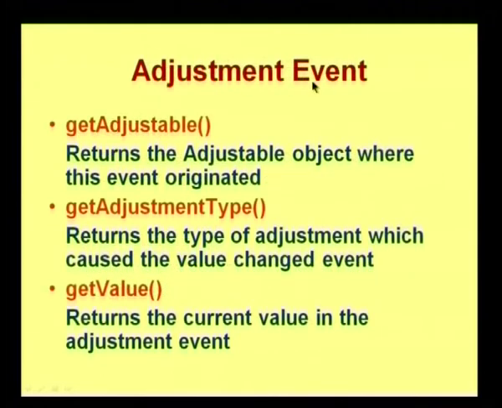Next is the adjustment event. This adjustment event is particularly for your scroll bar. Get adjustable returns the adjustable object where this event has originated. Get adjustment type returns the type of adjustment which has caused the value change. And next is get value, which returns the current value in the adjustment. Whenever I move my scroll, I can know what the value of that scroll is at that particular point of time.